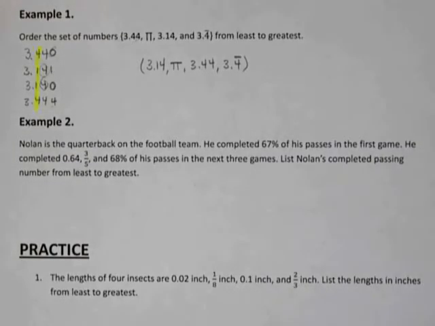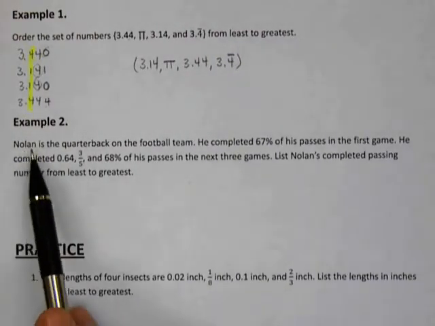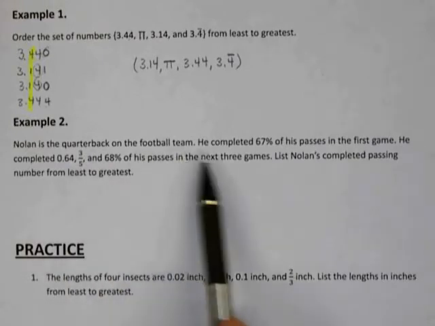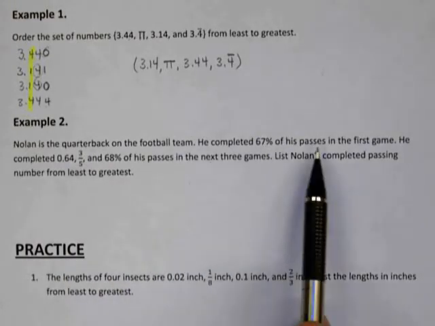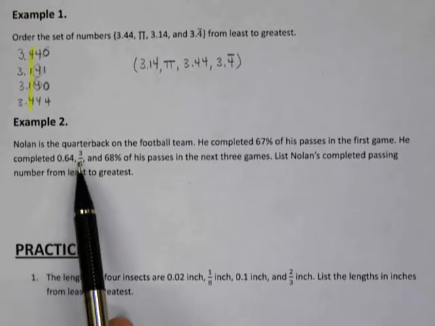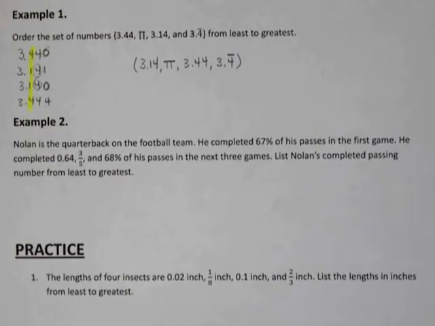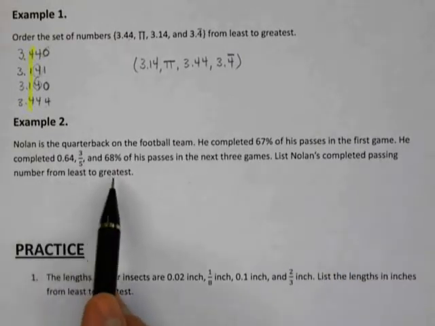So let's now, and I had to zoom it out so we could see all of this, but let's just start out here by reading it. It says Nolan is the quarterback on the football team. He completed 67% of his passes in the first game. He completed .64, 3/5, and 68% of his passes in the next 3 games. Order Nolan's completed passing numbers from least to greatest.